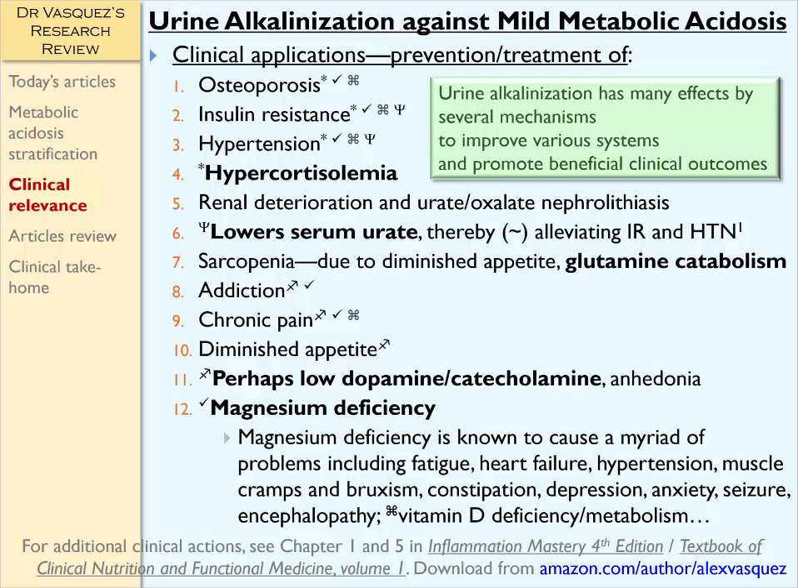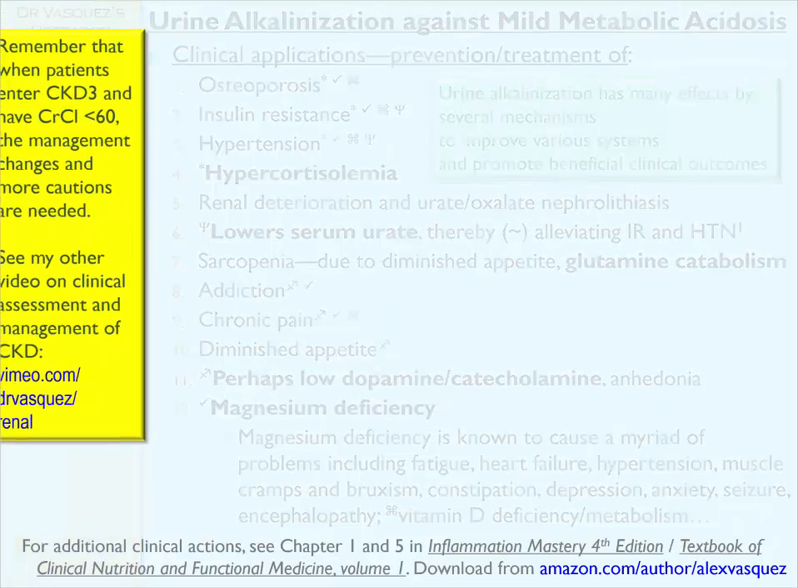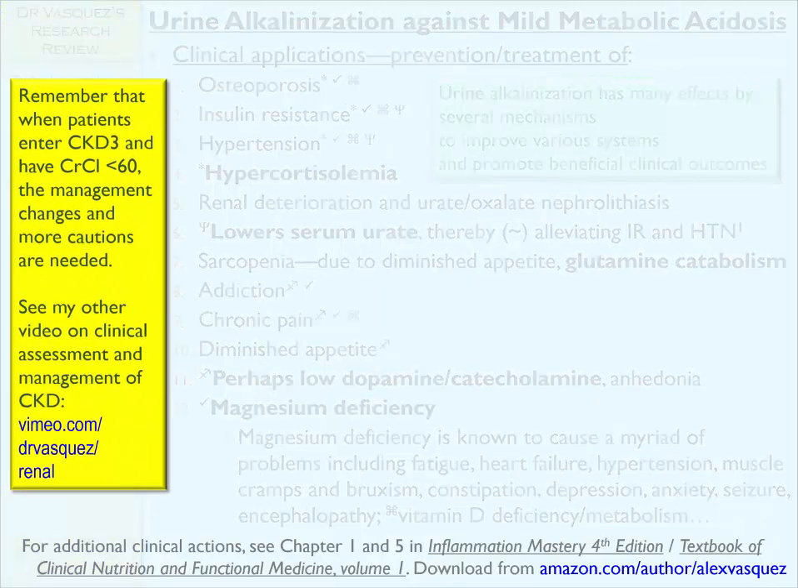Also, urinary alkalinization helps to promote retention of magnesium, and that provides many benefits in fatigue, heart failure, hypertension, muscle cramps, and bruxism, constipation, depression, anxiety, seizure, encephalopathy, and vitamin D deficiency by improving vitamin D metabolism with additional magnesium retention. Finally, I want everybody to remember that when patients enter chronic kidney disease stage 3 and have a creatinine clearance of less than 60, the management changes and more cautions are needed.